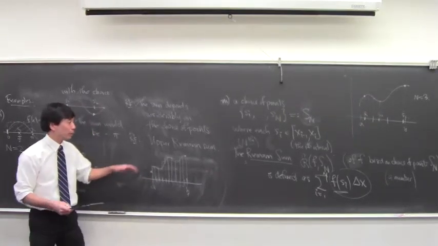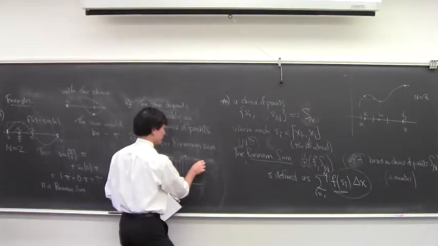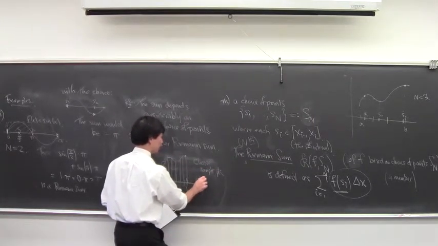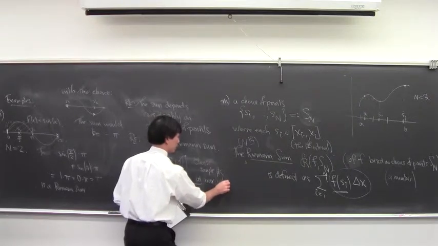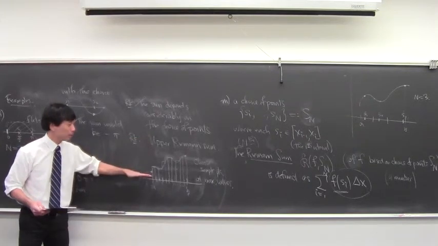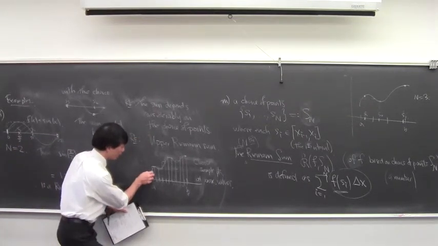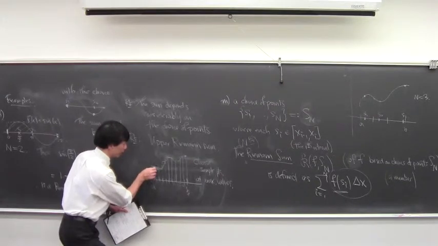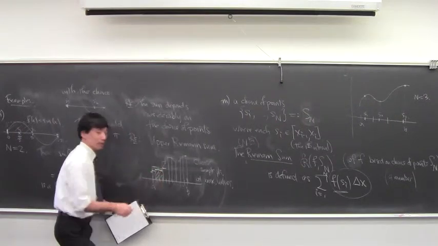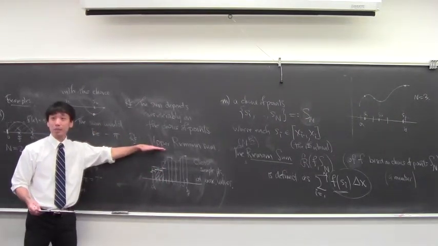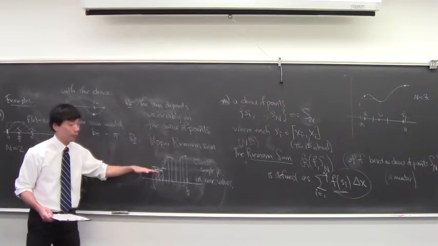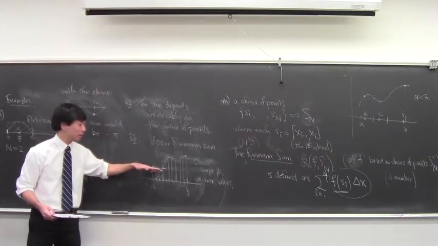So in the upper Riemann sum, you choose sample points at the maximum value. And of course, with the lower Riemann sum, you do the opposite. You say, I'm going to choose the lowest value here, the lowest value, the lowest value. So the upper Riemann sum is guaranteed to give you something that's bigger than the actual area. The lower Riemann sum is guaranteed to give you something that's lower than the actual area.